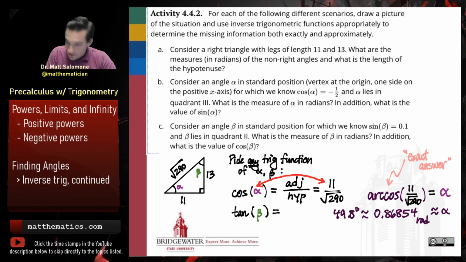So if you really wanted degrees, you could always have set your calculator into degrees mode before evaluating that inverse trig function as well.